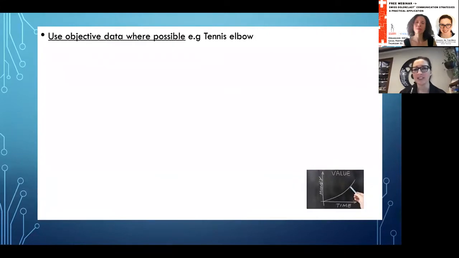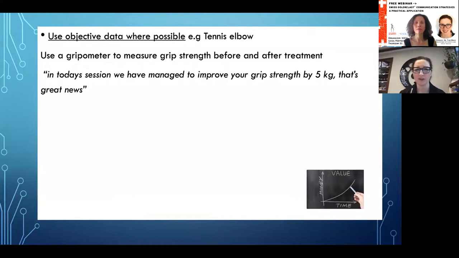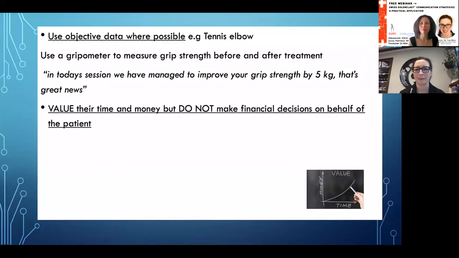Use objective data where possible, like the tennis elbow example I gave you before. I just wrote it down. And I highlight the positive gains. Today's session, we improved your grip strength by 5 kilos. That's great news.